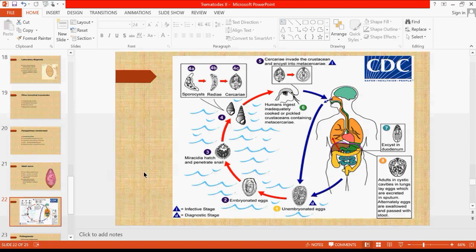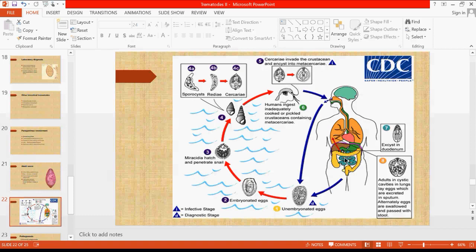For all these parasites, the first intermediate host is the snail only; you have to remember the second intermediate host for the particular parasite. Here the second intermediate host is the crab. The cercaria invades the crustaceans or crabs and then encysts into the metacercaria. The crab with encysted metacercariae in its flesh is the infective form. Raw or undercooked crab eating leads to the metacercariae reaching the intestine.